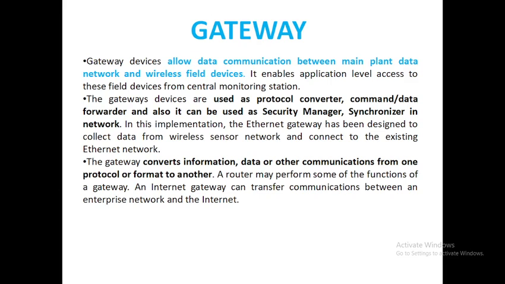In this implementation, we can say that an Ethernet gateway has been designed to collect the data from the wireless sensor network and then connect to the existing Ethernet network. And secondly, we can say that a gateway is used for data communication, converting information from one protocol to another format. A router is the best example, because a router works like a gateway, an internet gateway which can be used to transfer communication between an enterprise network and the internet.